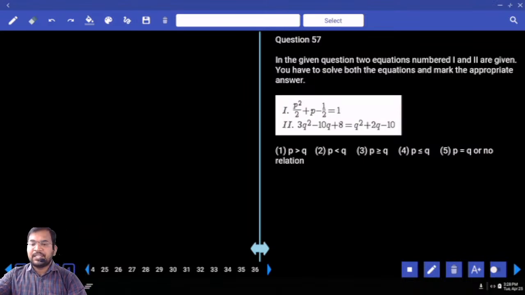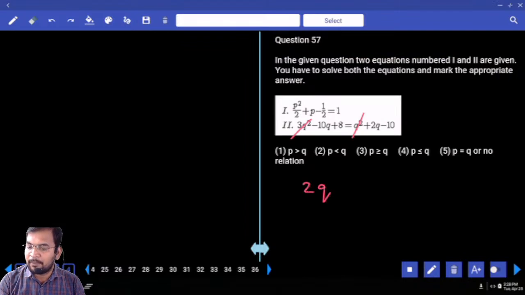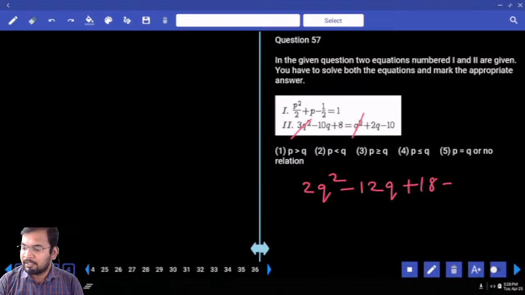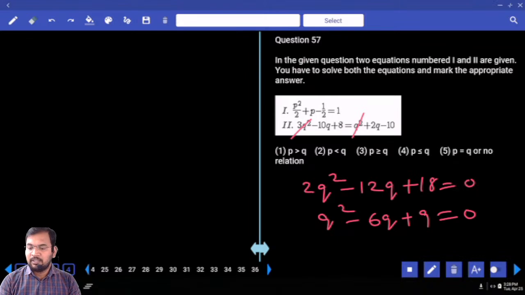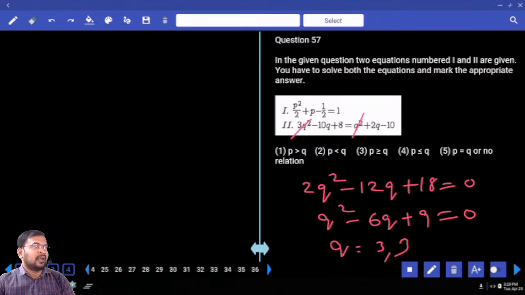Next, p square by 2 plus p minus 1 by 2. So see the second equation. First leave that first equation. See the second equation. 3 square root q square root. Then what is 2q square minus 12q plus 18? This is nothing but q square minus 6q plus 9. This is nothing but q minus 3 whole square. Then q is equal to what? 3, 3. All of it clear?